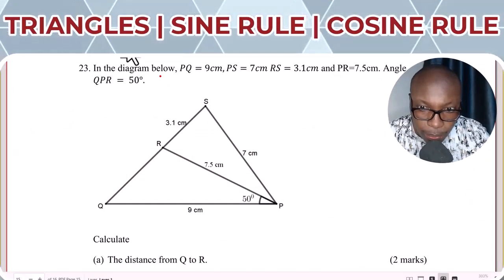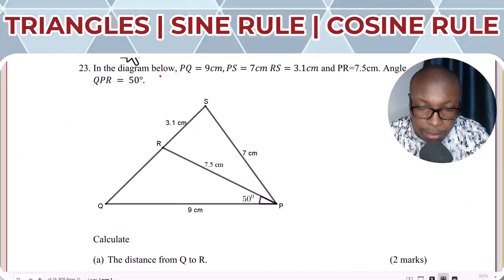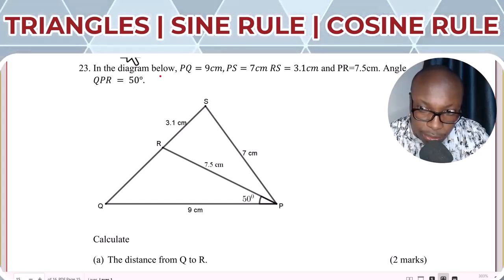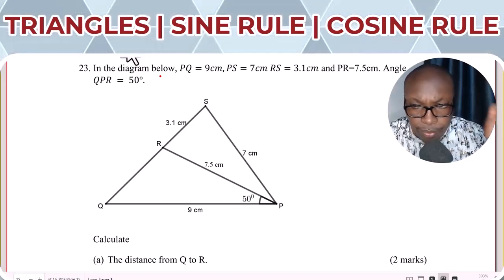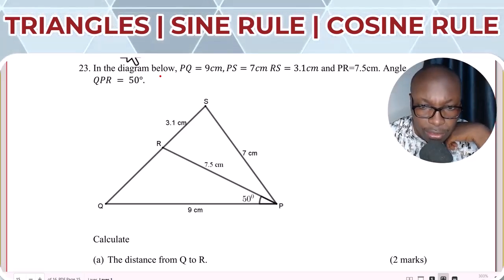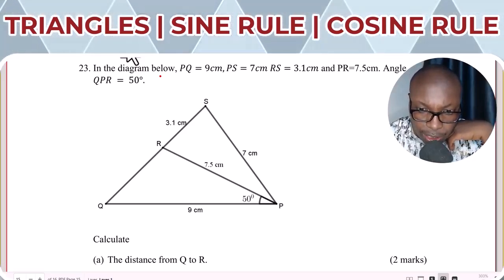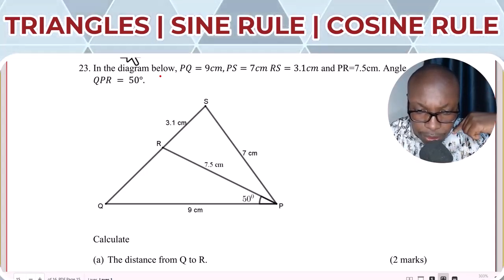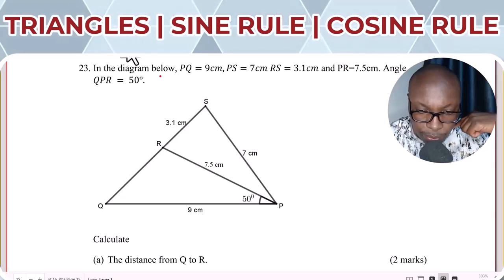In the diagram below, PQ is equal to 9 centimeters, PS is equal to 7 centimeters, RS is equal to 3.1 centimeters, and PR is equal to 7.5 centimeters. Angle QPR is equal to 50 degrees. So in the diagram, you can see all the measurements and the angle are given. First question, calculate the distance from Q to R.